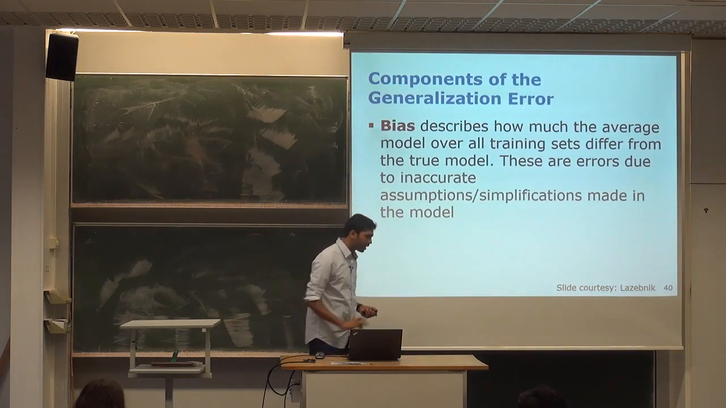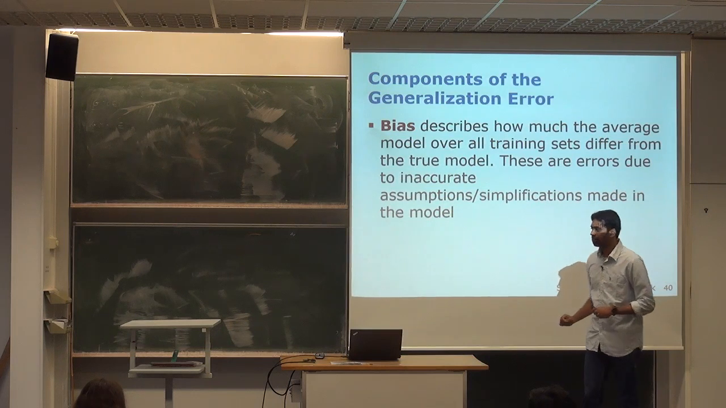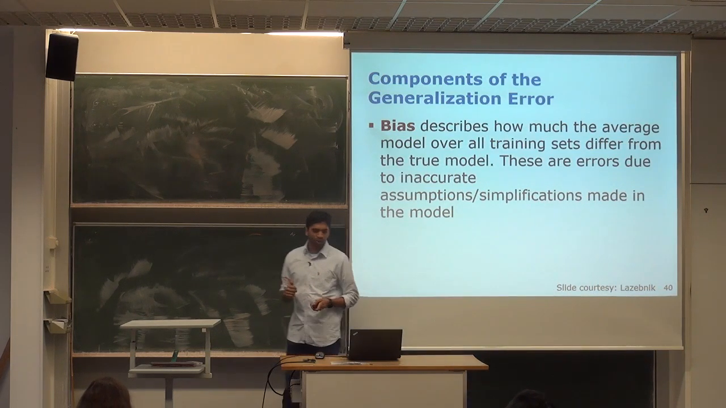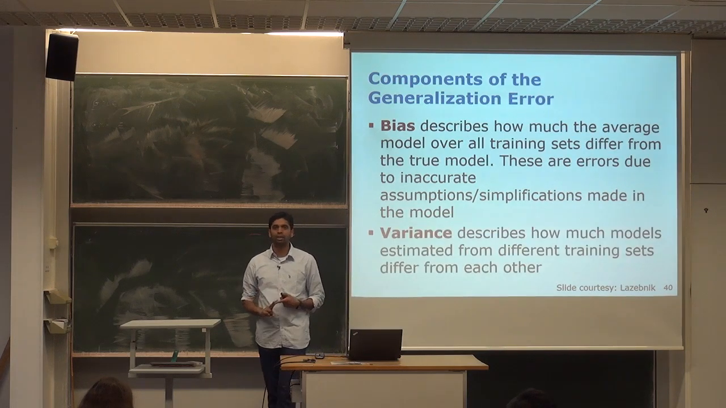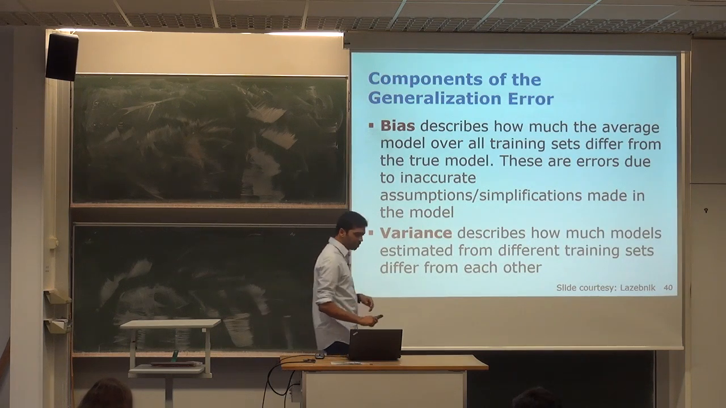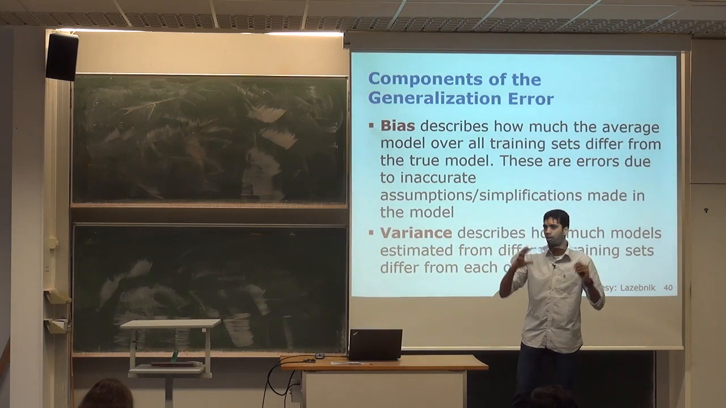So there are a couple of concepts which are associated with generalization. These are called bias, and the second concept is variance. And the way to think about this is the following. You come up with a model of your classifier.